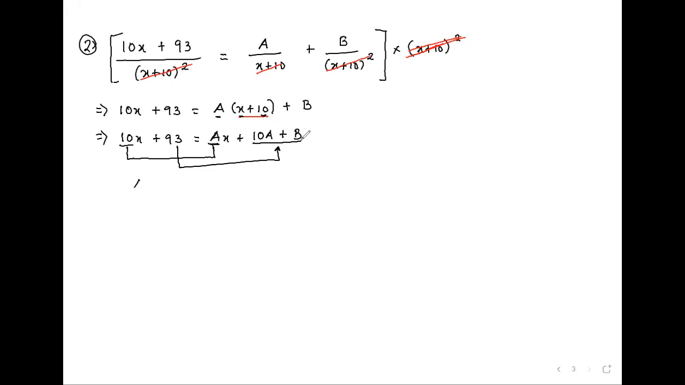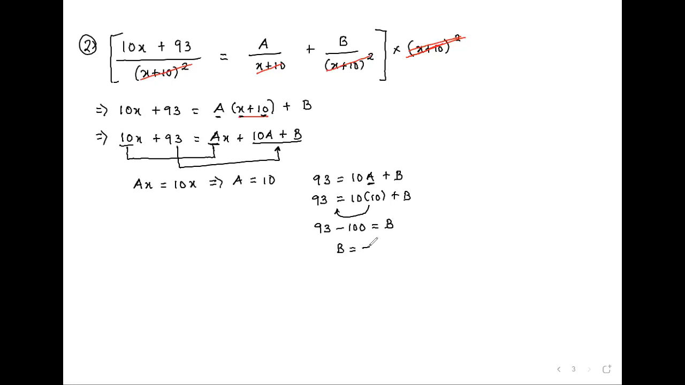This means that AX should be equal to 10X, which implies that A is equal to 10. And this means that 93 should be equal to 10A plus B. But we know what A is. A is 10, plus B. So this goes the other side. So we'll have 93 minus 100 is equal to B, so that B is equal to -7. Like that.